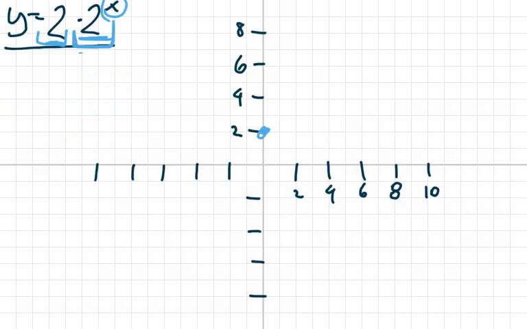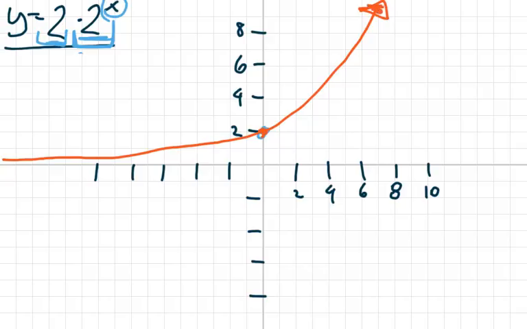So we've got an upward growing graph, and as x gets into really large negative numbers, the graph just gets closer and closer to 0, and it goes through this point 0, 2. So we can sketch an approximation of what this graph is going to look like, and it'll probably look something like that.